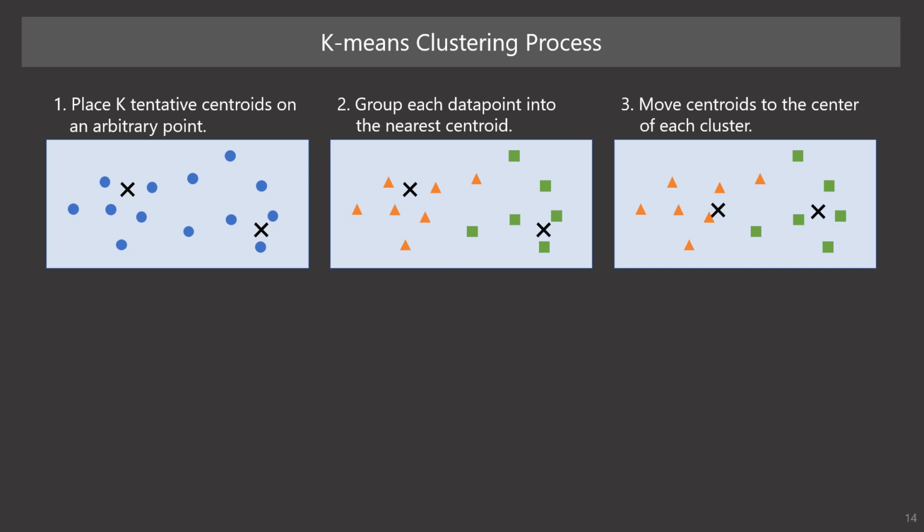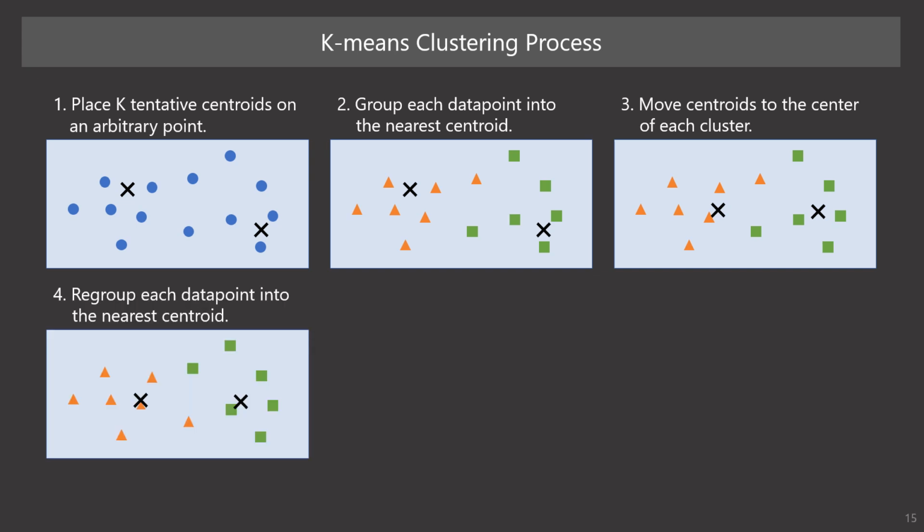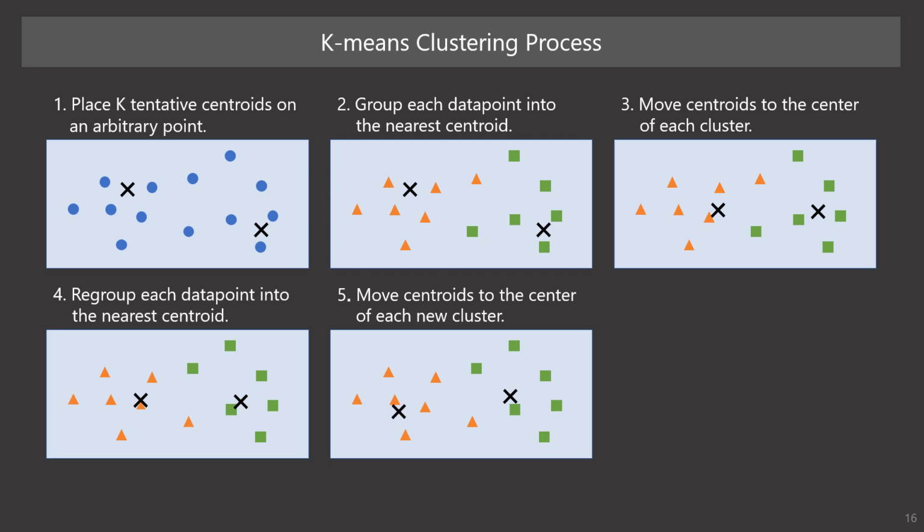Now, the centroid is the center of each cluster, but for some of the data points, the cluster's centroid becomes more distant than another tentative centroid. So, in the fourth step, regroup each data point to the nearest tentative centroid and reorganize clusters. Then, the center of the cluster moved away from the current tentative centroids. Then, as the fifth step, move the tentative centroid to the center of each revised cluster.